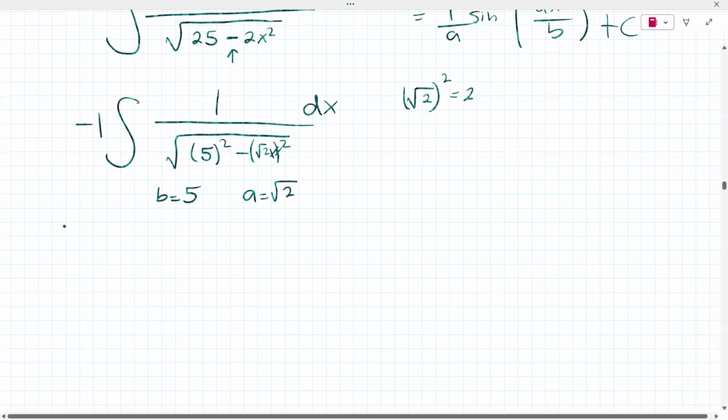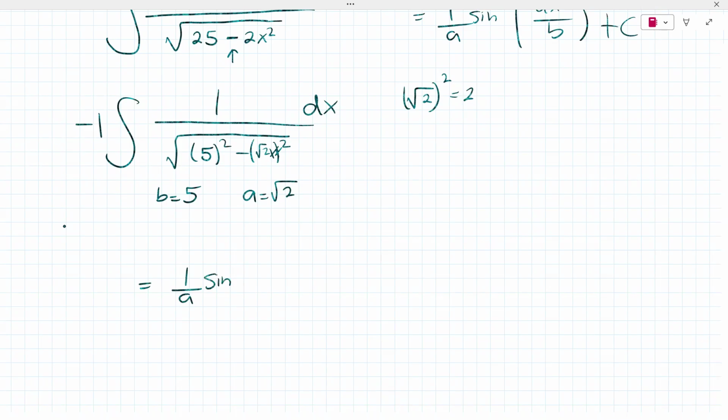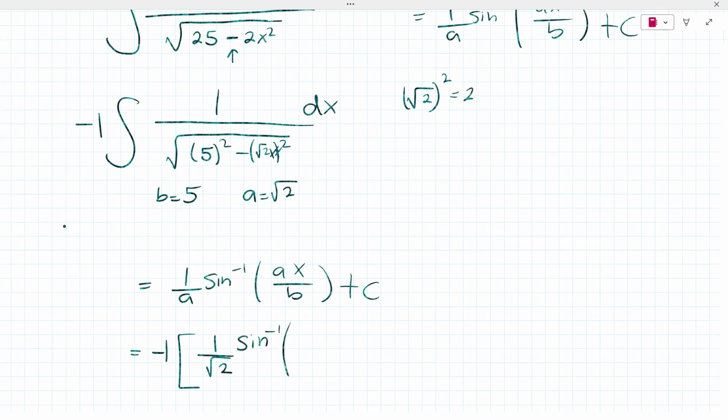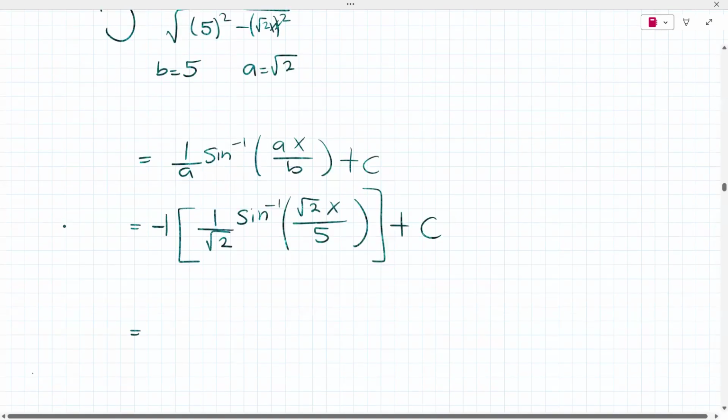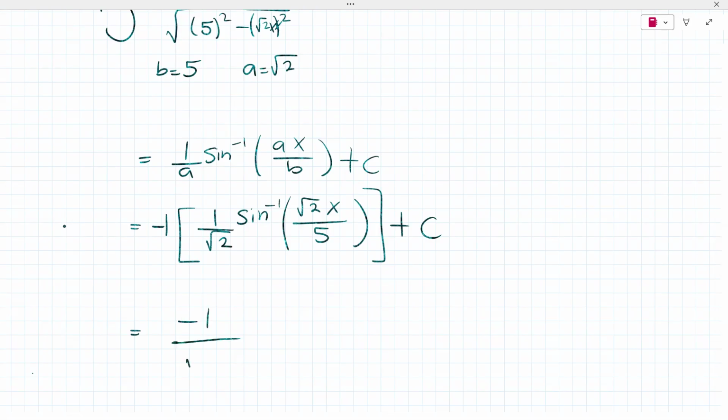And then put it all together. You put 1 over a, and then you put it in. So don't forget, we took out a -1. So it's 1 over a, which is radical 2, then sin inverse of ax. A is radical 2, x, and our b is 5. And then you multiply by that minus, so that's going to be -1 over radical 2 sin inverse.